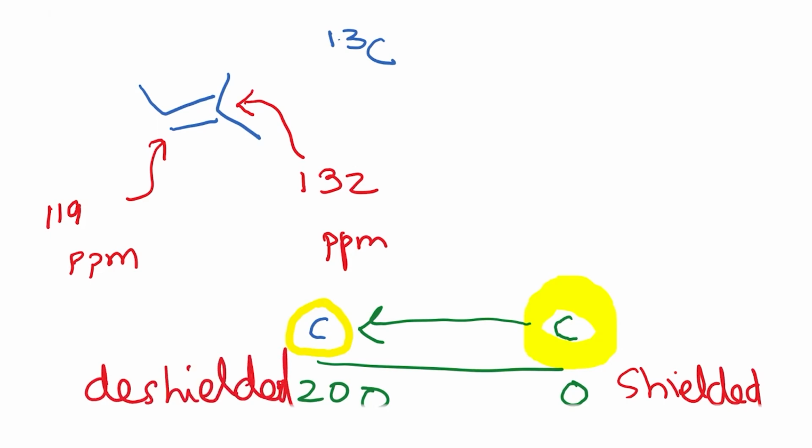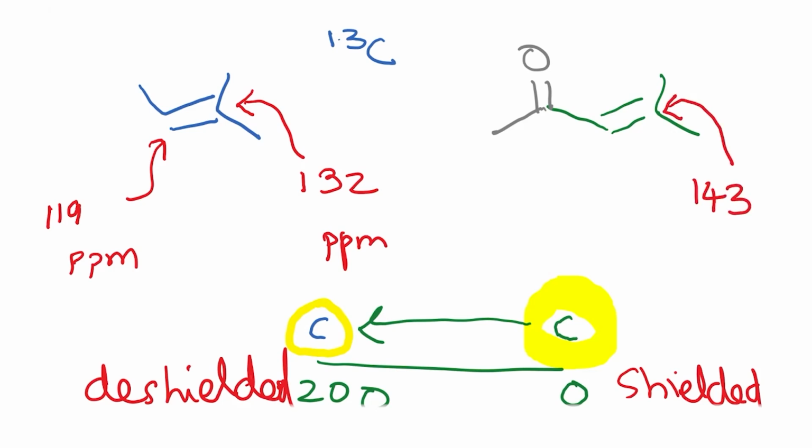Nevertheless, coming back to these compounds, if we look at the same framework, but the only difference is I'm adding a C double bond O instead of a methyl group, I'm adding a carbonyl compound. So this carbon over here shows up at 143, whereas this carbon over here shows up at 124. These values are ppm again.